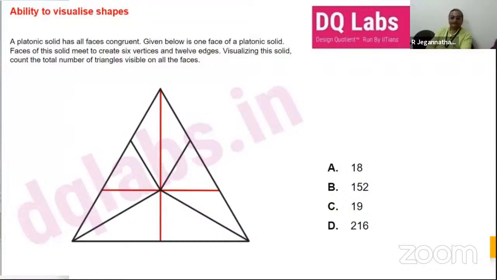So the last question for today. A platonic solid has all faces congruent. Given below is one face of a platonic solid. Faces of this solid need to create 6 vertices and 12 edges. Visualizing this solid, count the total number of triangles visible on all the faces. The options are 18, 152, 19, and 216. So your time starts now.